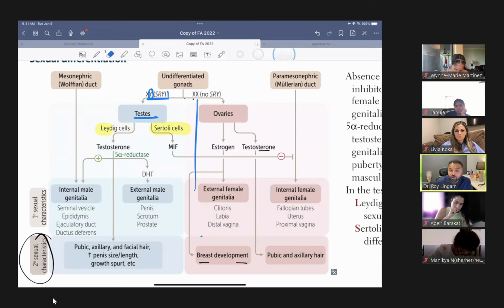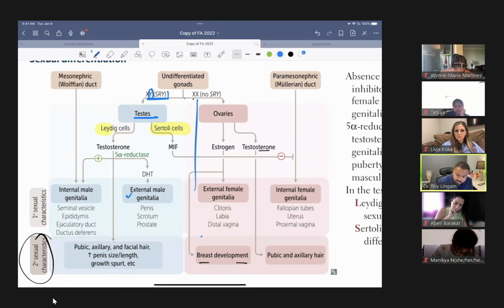We give it for prostate enlargement. Remember, these are 50, 60-year-old patients. The growth is already reached. They're not going to grow anything anymore. So that's why we stopped it. So that's something to keep in mind. Is everybody clear? So that's external male genitalia.